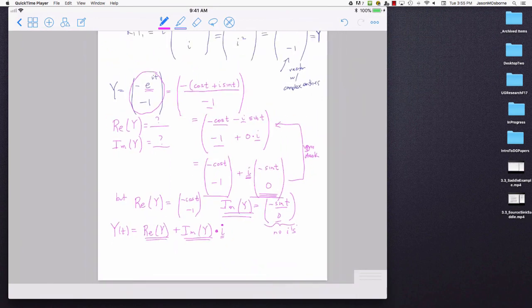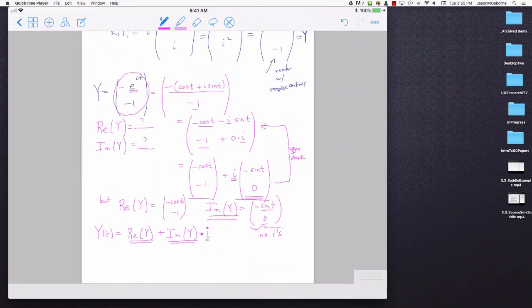Okay? So that's the complex arithmetic that we're going to need, and these are the kinds of ideas that you're going to need in section 3.4.